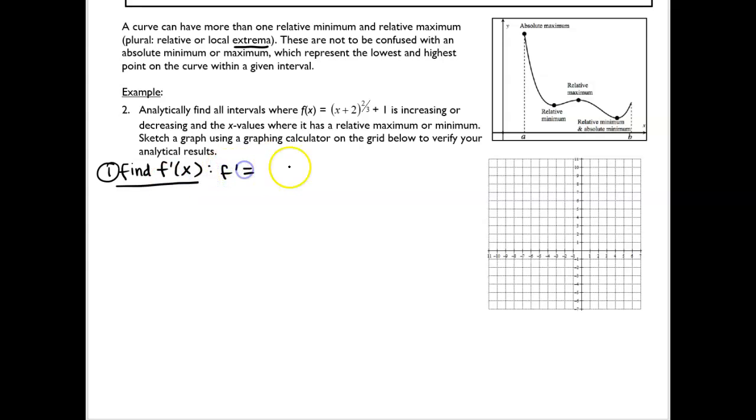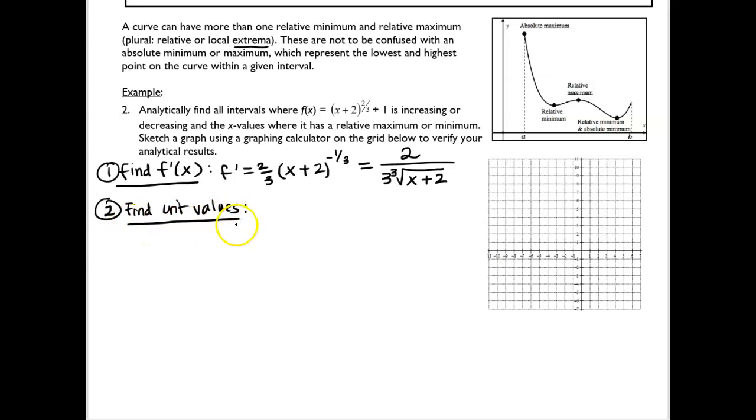So f prime is, I have to use chain rule here, 2/3 times x plus 2 to the negative 1/3. And the derivative of plus 1 is just 0. And then you will want to rewrite it if you can without that negative exponent. So this would be 2/3 cube root of x plus 2. Your second step after that is to find your critical values.